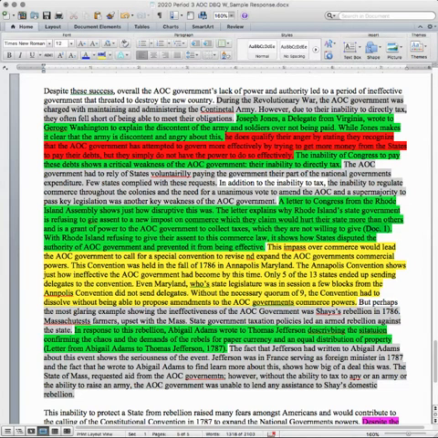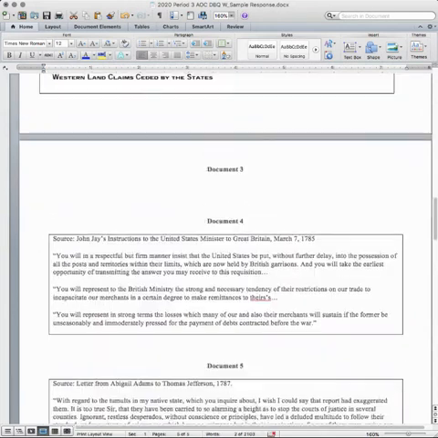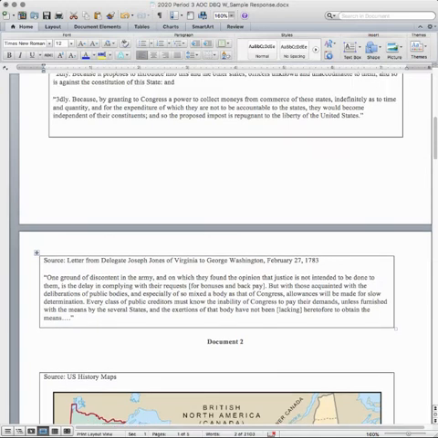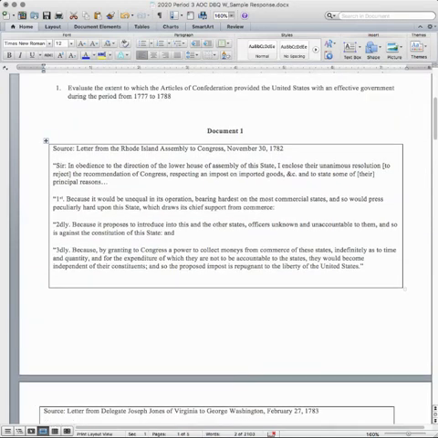Here, I did forget to go back and put document 1. So remember document 1 here, what I would have done, especially using this as an electronic form, I would have just put letter to Rhode Island Assembly Congress, 1782.